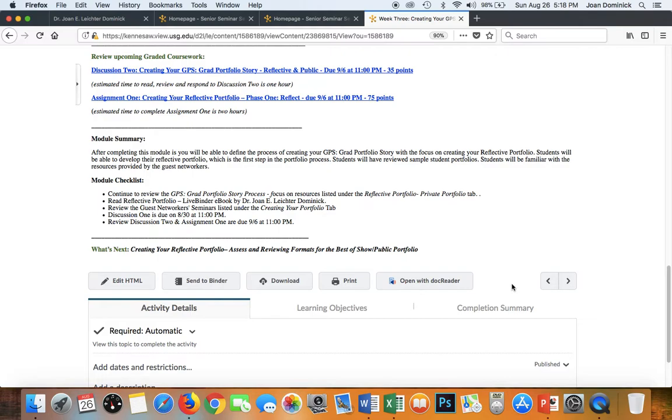Discussion 1 is due on August 30th at 11 p.m. And review the upcoming discussion 2 and assignment 1. Okay, what's next? Well, next week we'll be looking at creating your reflective portfolio with the focus on assess and reviewing formats for the best of show public portfolio.